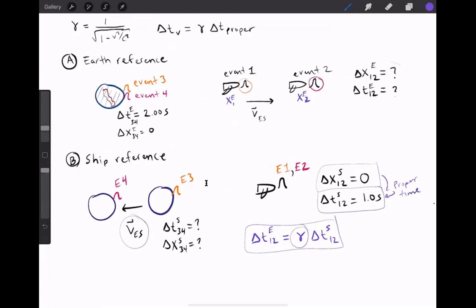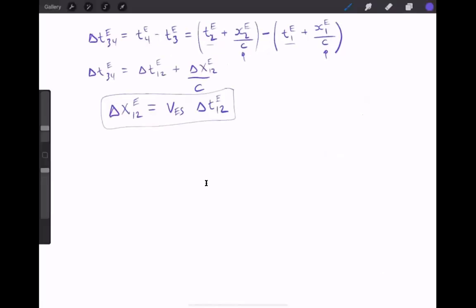But here we don't know this one. But we can relate it now with this equation to the two intervals. So hopefully that makes sense. Are the two v's the same, equivalent?